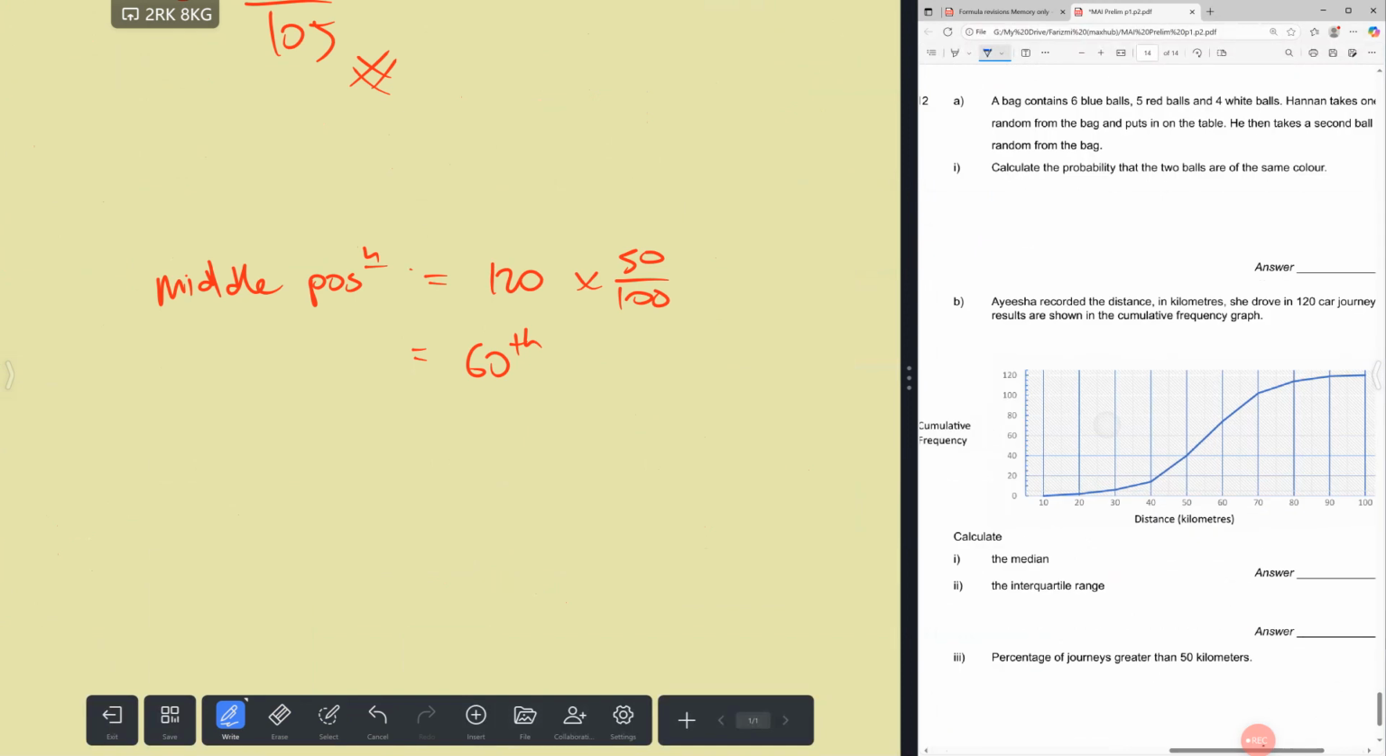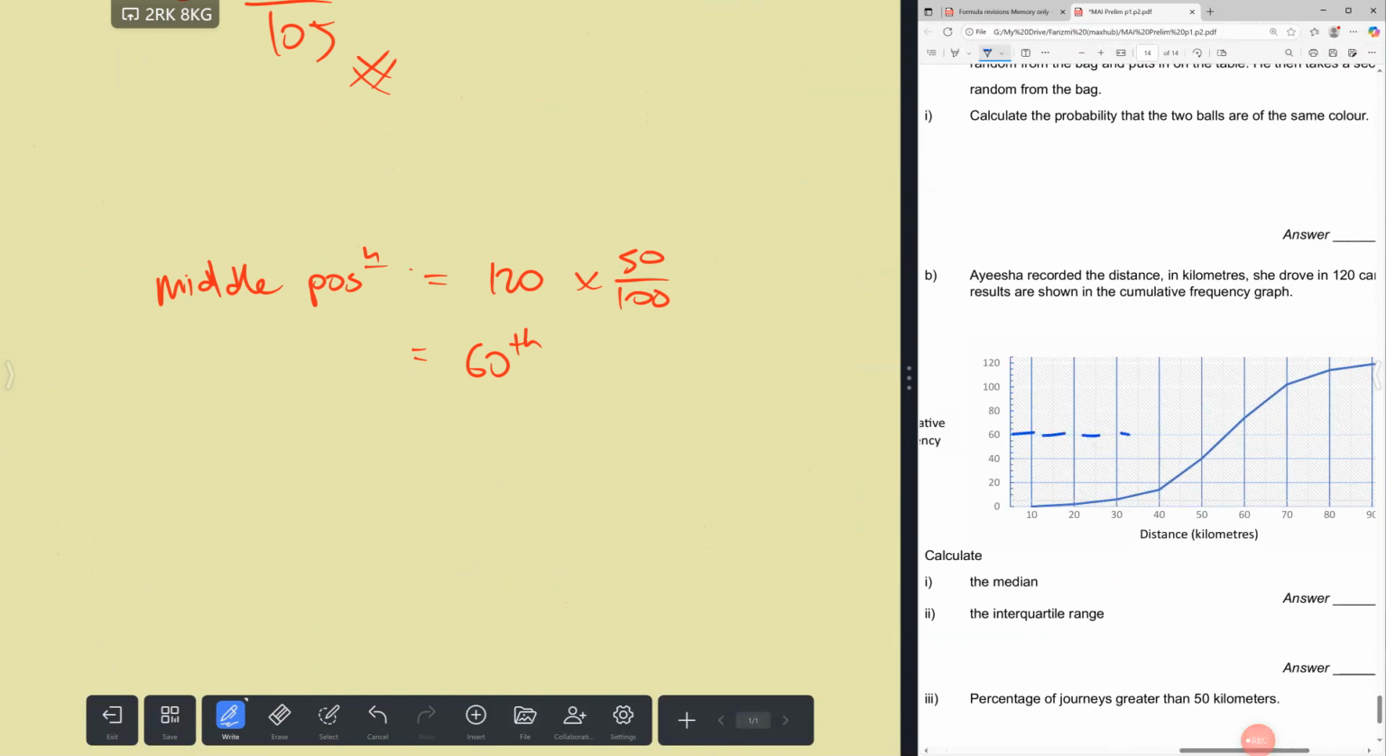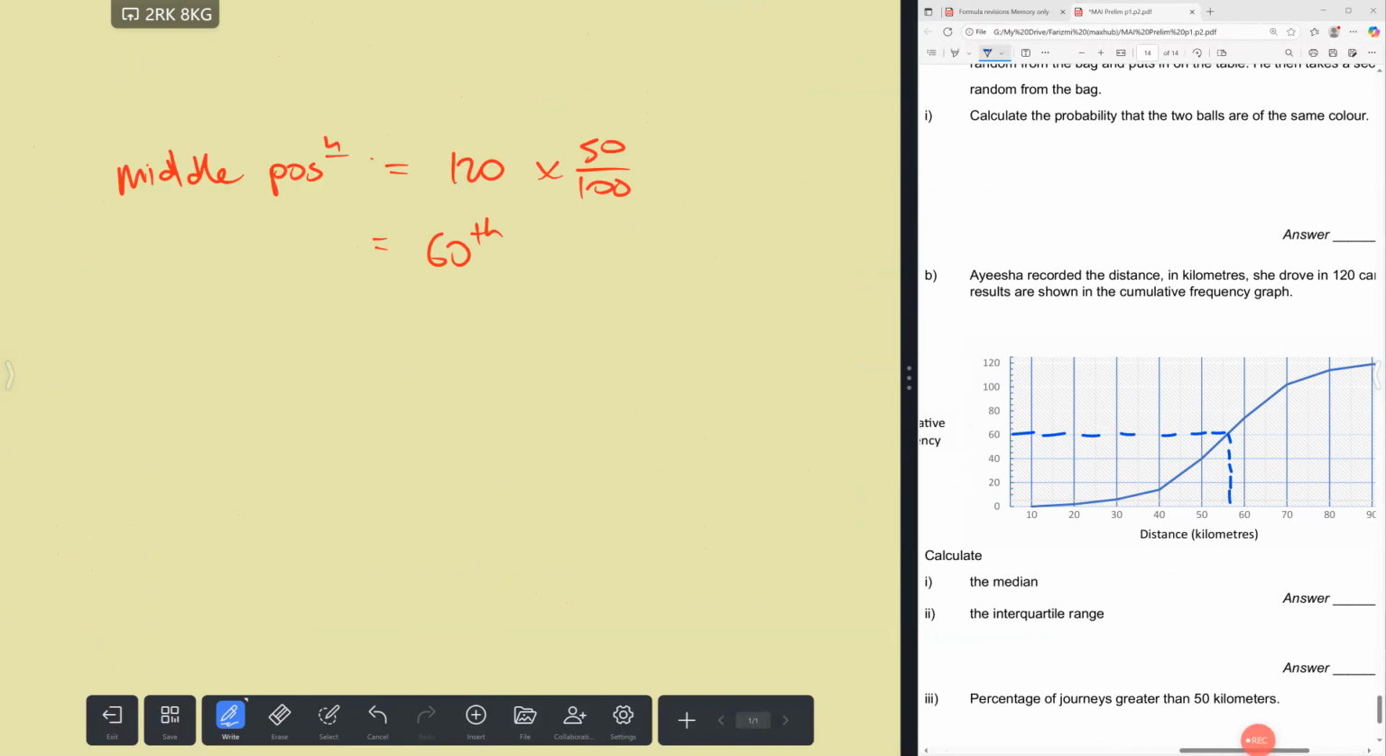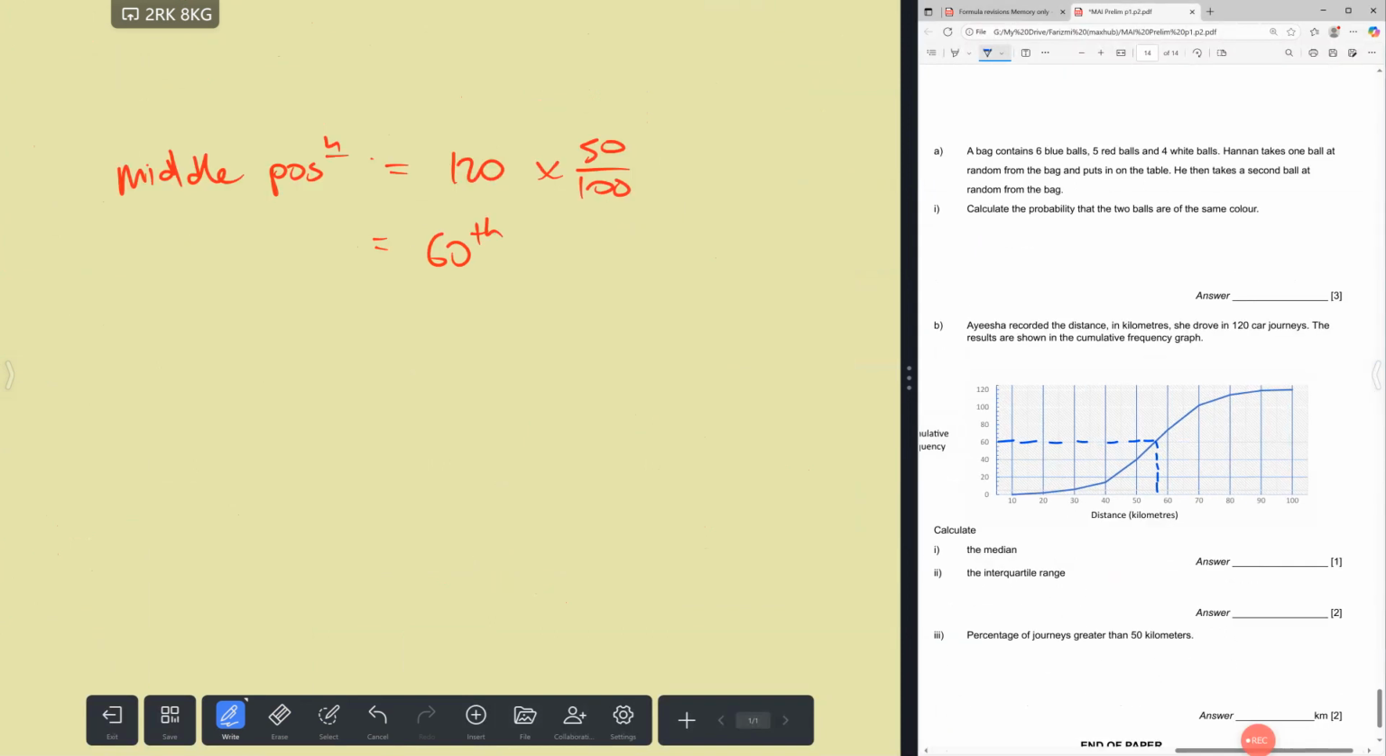So you can go to the 60th car journey, my apologies, and you can just draw a line all the way down. I believe there's some, you can agak, right? So I'm looking at 56. You want to get 56? Yeah, 56-ish kilometers. Okay. So part 1 is 56 kilometers.